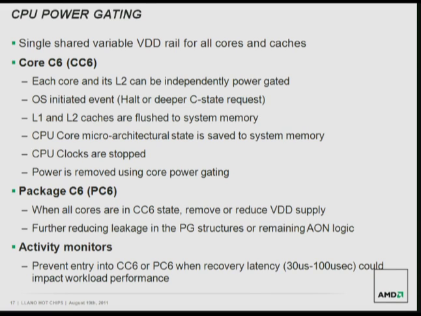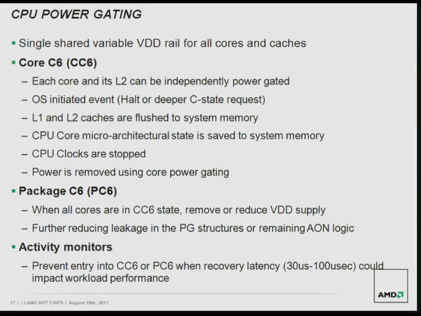The OS will either go to a halt state or will explicitly request a deeper C state. And our microcode engine intercepts that and turns it into a handshake between the power management system in the Northbridge and the microcode itself. The L1 and L2 caches are flushed and saved to system memory. The CPU context, the x86 context, is also swapped out into memory. CPU clocks are stopped and power is removed using core power gating.